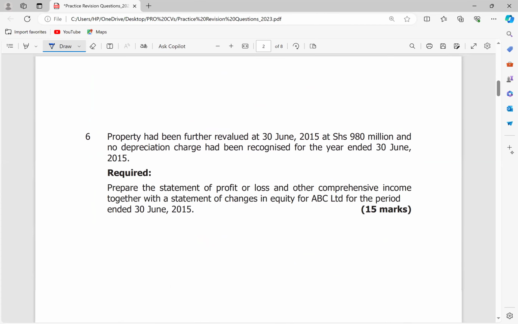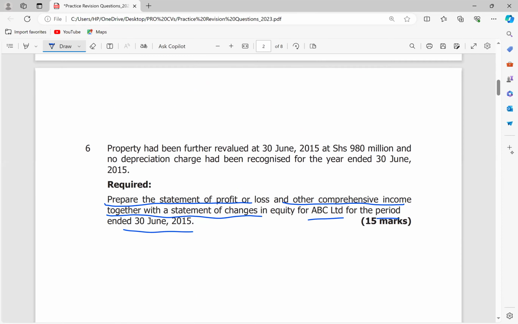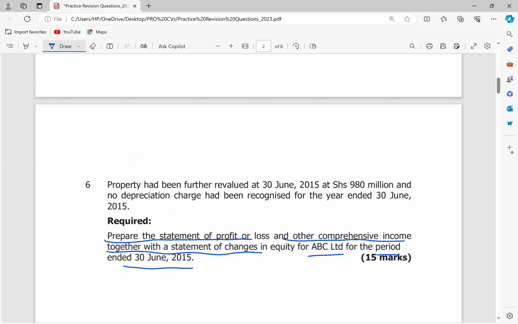And then down here, we are required to prepare the statement of profit or loss and other comprehensive income, together with the statement of changes in equity for ABC Limited for the period ended 30th of June, 2015. I'll be taking you through in the interest of time. Then I'll share the solution, which is also available on your student account. You can still download it, but I'll share these on the respective groups.